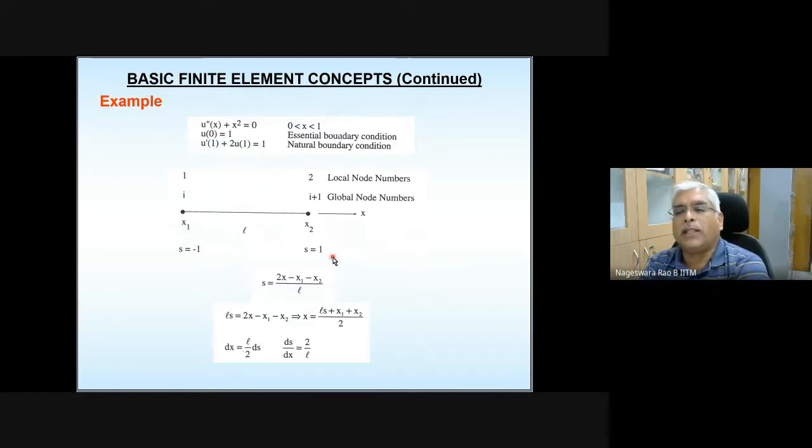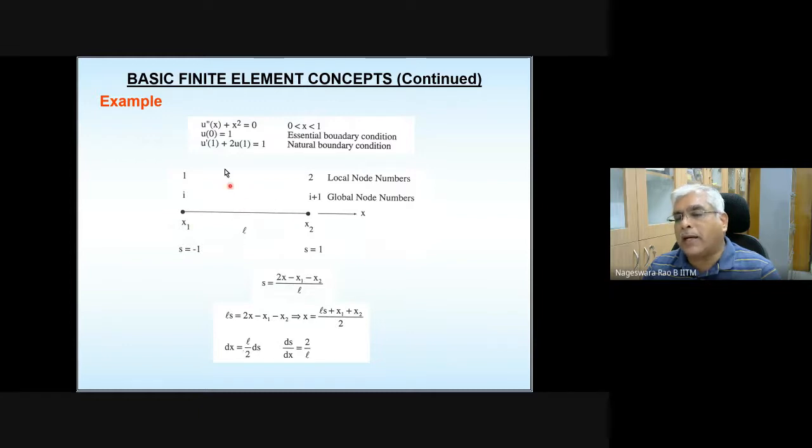Okay? Then what is the relationship between X and S? Is it clear? X1 corresponds to S is equal to -1. X2 corresponds to S is equal to 1. Suppose I have some other intermediate point. Definitely I am going to have some intermediate point. There are going to be infinite number of points between x1 and x2.